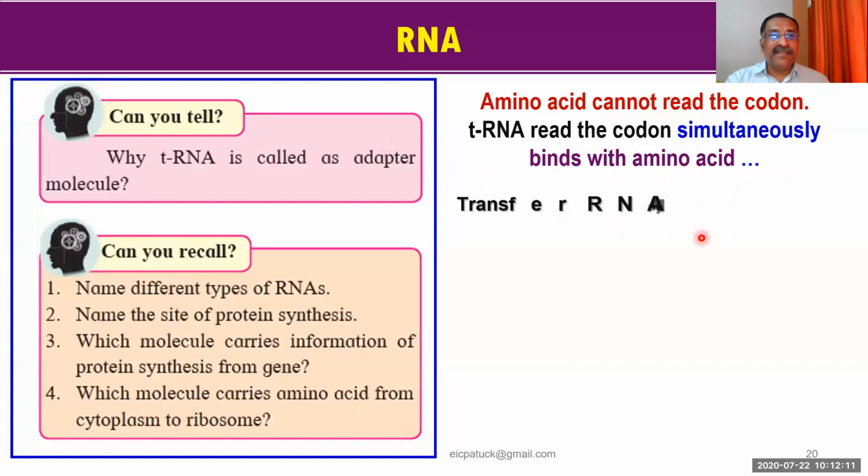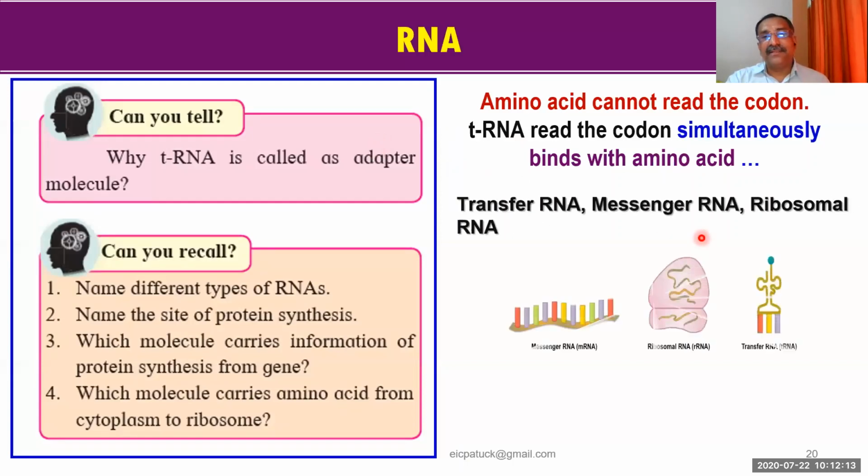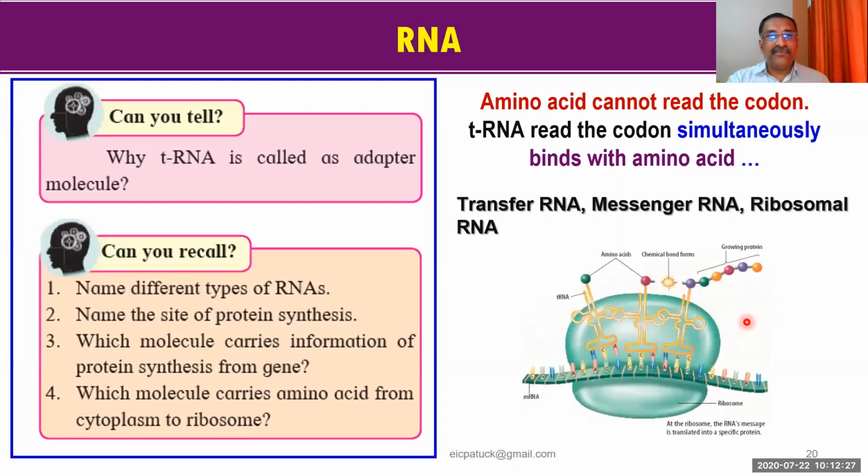Now after that, you see, name the different types of RNA. Now look at the picture over here. There are 3 types of RNA. This is the messenger RNA, this is the ribosomal RNA, and this is the transfer RNA. So these are the 3 different types of RNAs. And then, name the site of protein synthesis. The site of protein synthesis is the ribosome. Okay, ribosome structure we have to see. Ribosome, you know, has 2 units, one small unit and one large unit.